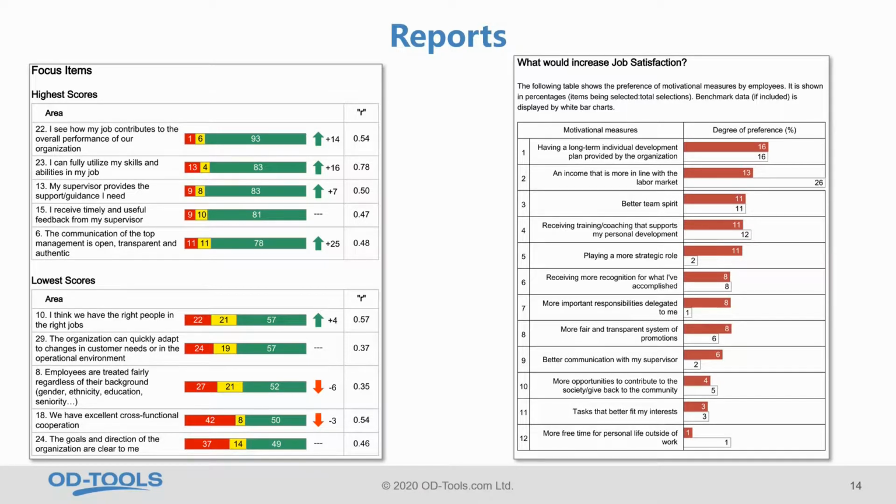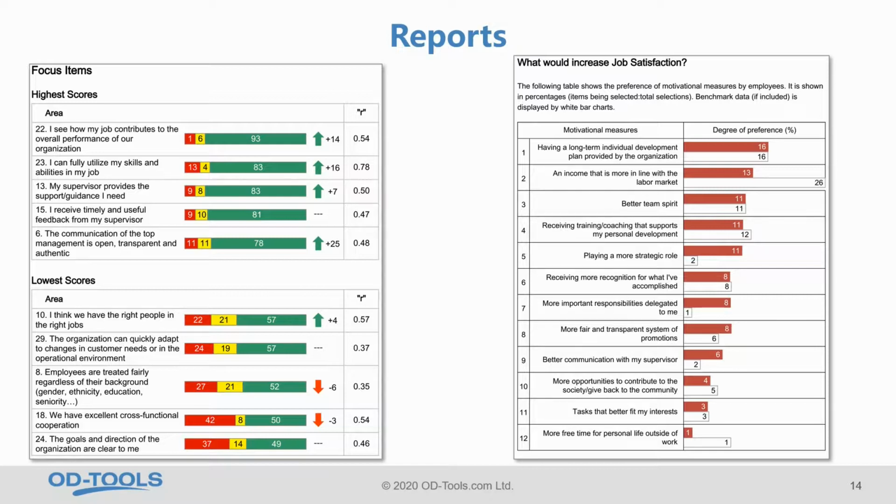So when you say lower scores, a low score with high R value, with high correlation to employee engagement, definitely good topics. So for example, I think we have the right people in the right jobs. Here, the score is only 57%, so only 57% of mid-managers agree with this statement. So probably hiring processes, assessments in the company, evaluations would be a topic to look deeper into and improve. Or look at item number 18. We have excellent cross-functional cooperation.